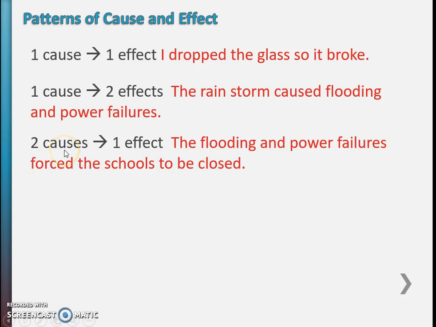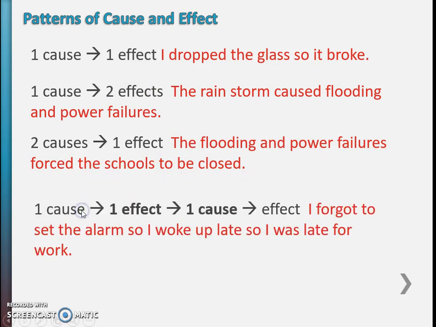Or we could have two causes and one effect. The flooding and the power failures forced the schools to be closed. So if we look here, the rainstorm caused flooding and power failures. As a result of that, the flooding and the power failures forced the schools to be closed. So basically we have, like here, a chain effect. A cause, an effect, which becomes a cause and another effect. Let's go back. Rainstorm caused flooding and power failures. The flooding and power failures caused the schools to be closed.